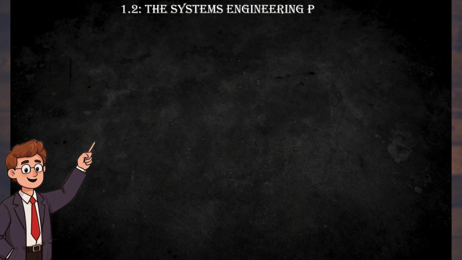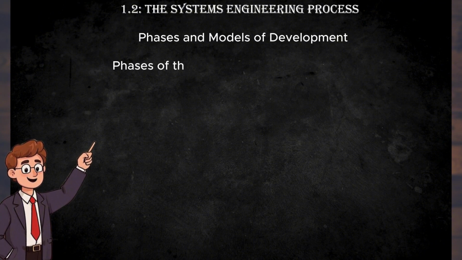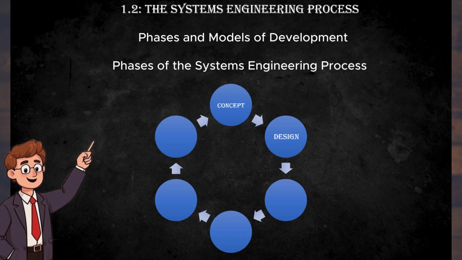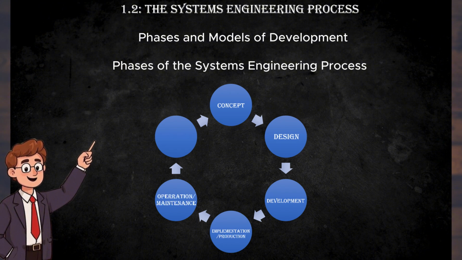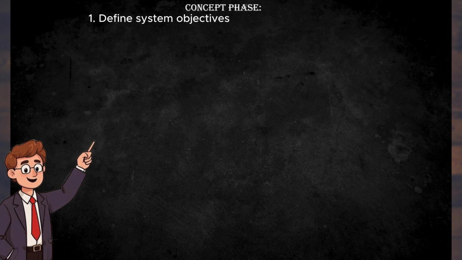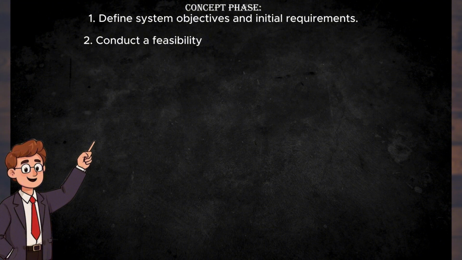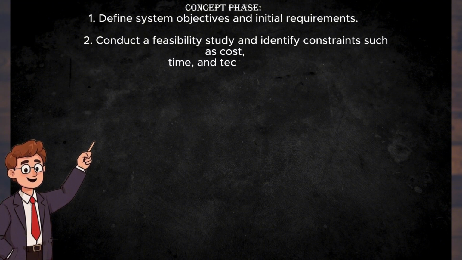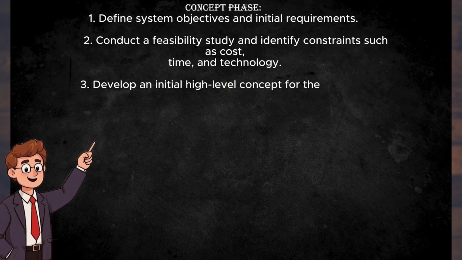1.2. The systems engineering process. Phases and models of development. Phases of the systems engineering process: concept, design, development, implementation, production, operations, maintenance, retirement. Concept phase. 1. Define system objectives and initial requirements. 2. Conduct a feasibility study and identify constraints such as cost, time, and technology. 3. Develop an initial high-level concept for the system.